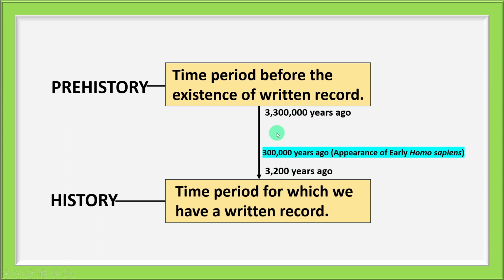And the timeline that we have for prehistory is a very long period. You can see that in prehistory we have more years as compared to our history. Millions of years of difference is there. So it starts from 3.3 million years ago to 3,200 years. That is the start of our Bronze Age. Then this time period, 300,000 years ago, is important because of the appearance of early Homo sapiens, which we'll study later in the video.